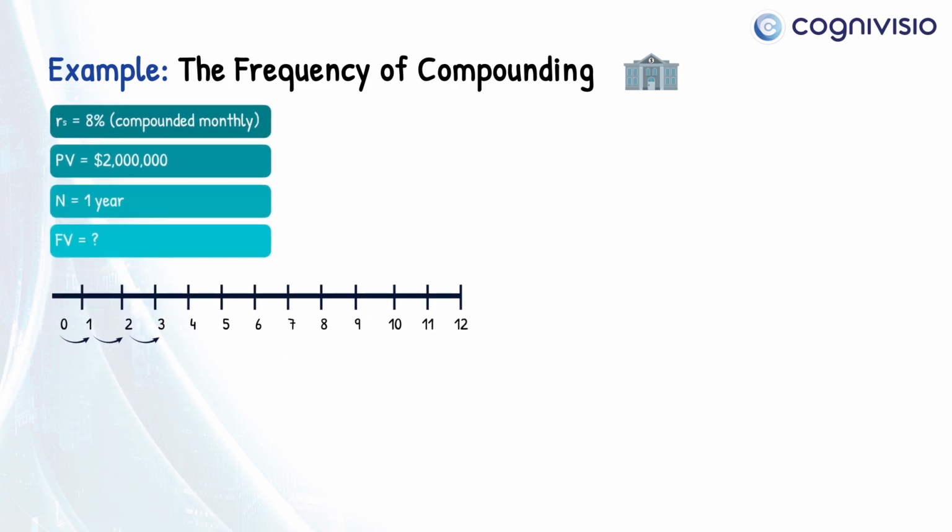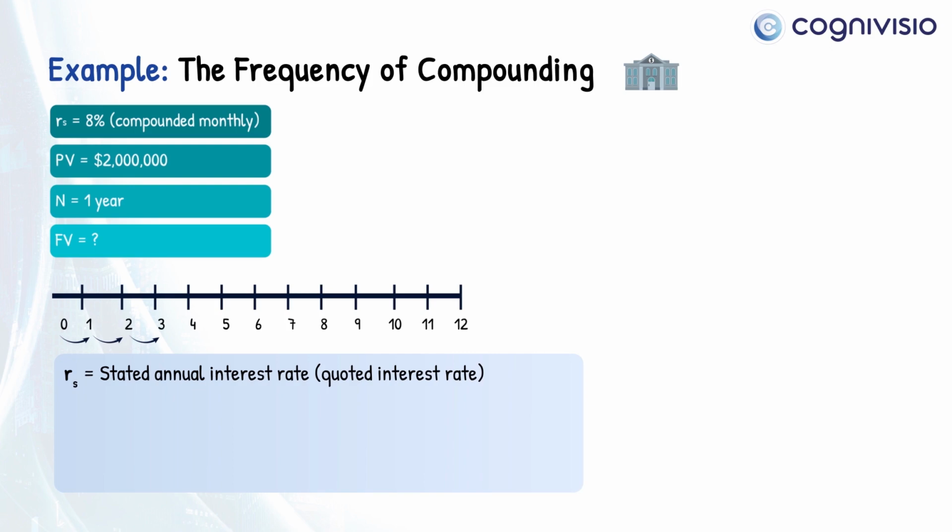Here, the annual interest rate is known as the stated annual interest or quoted interest rate, denoted by RS. In our example, the 8% is the stated annual interest rate. The number of compounding periods per year is denoted by M. In this example, it is 12 since we have monthly compounding.